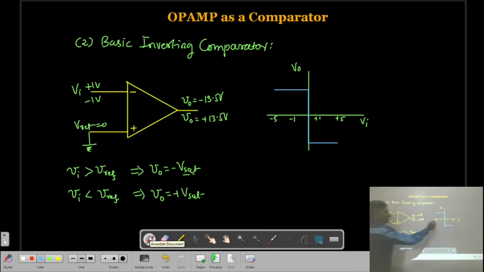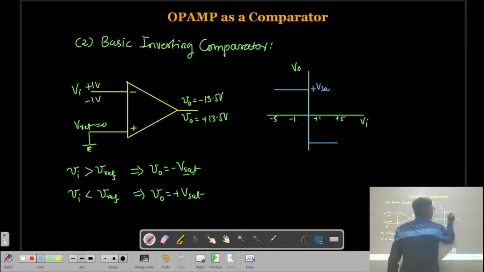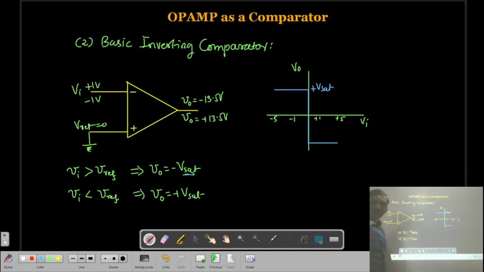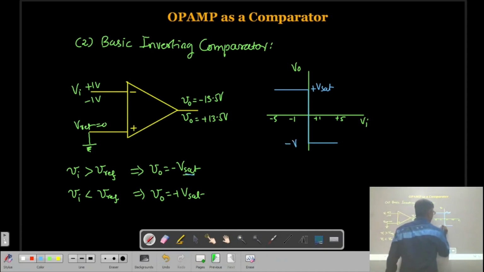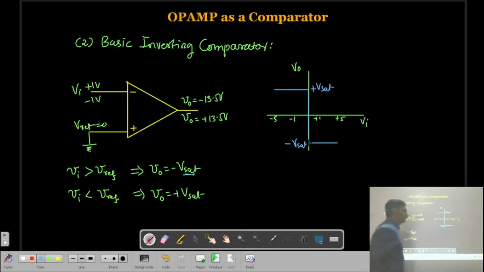Here, whenever the input voltage is negative, the output is going to be plus V saturation. And whenever my input voltage is positive, then the output voltage is at minus V saturation. This is minus V saturation. Now, if you change the reference voltage, then accordingly your transfer characteristic curve will also change.